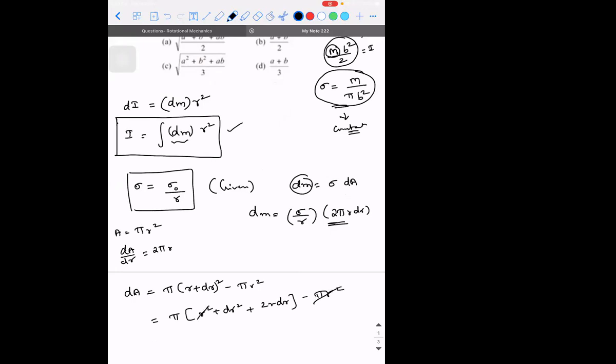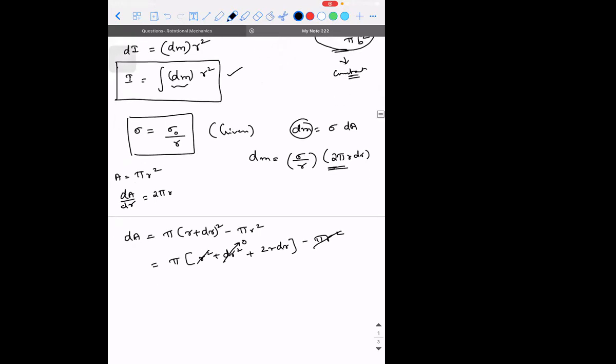So pi r square and this will get cancelled. Dr square is approximated to 0. You will get 2 pi r dr. So these are the two ways in which we can derive the value of dA, that is 2 pi r dr. I hope this point is clear, right?